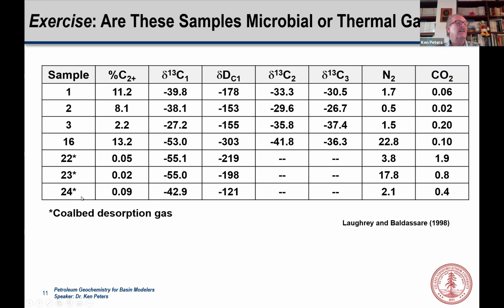Coal bed gas has a lot of methanogenic methane to start with, and then the thermogenic gas mixes with that. So this is a little more mature gas.